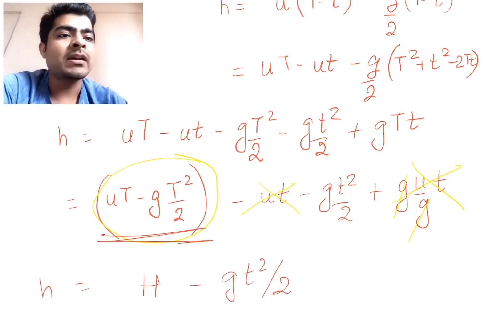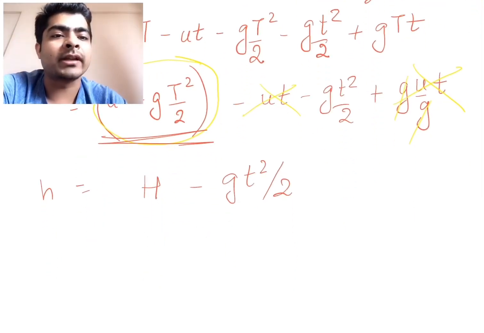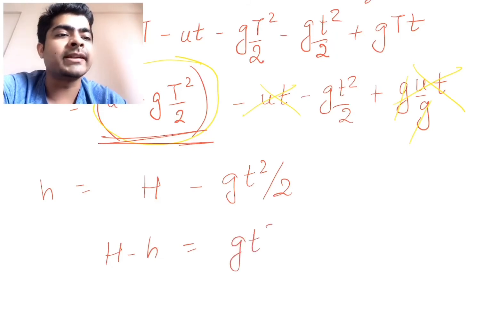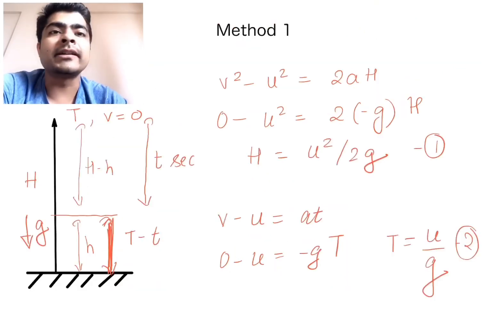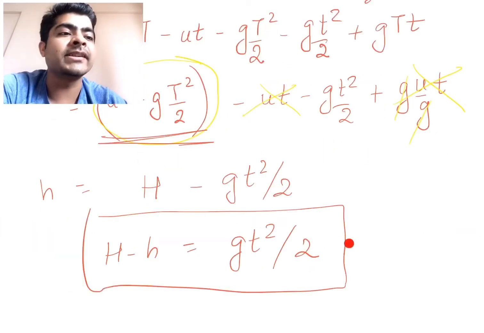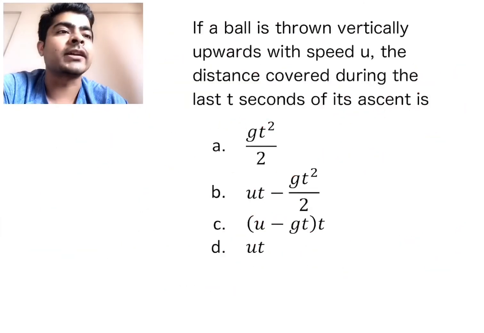From here I can write that H minus small h will be g t square by 2. This is what I had to calculate, right? The remaining height covered in the last t seconds. So the answer will be g t square by 2. So the correct answer is option A.